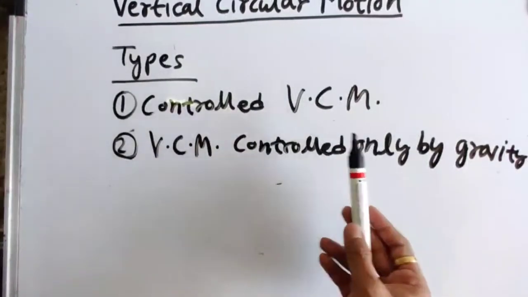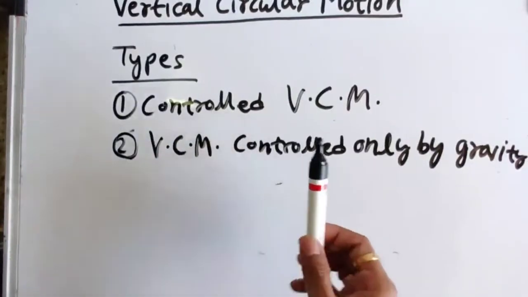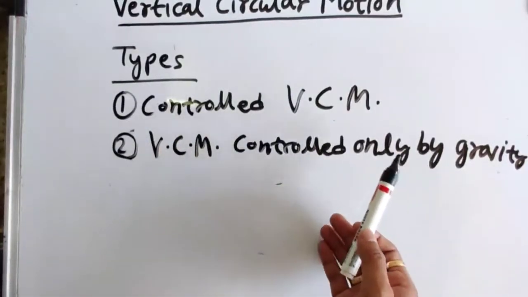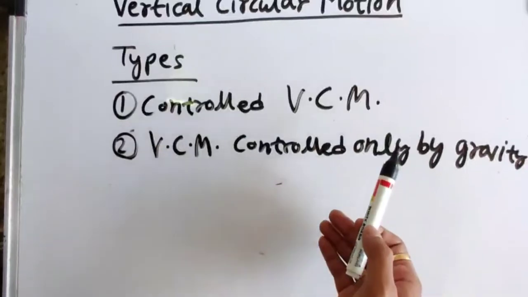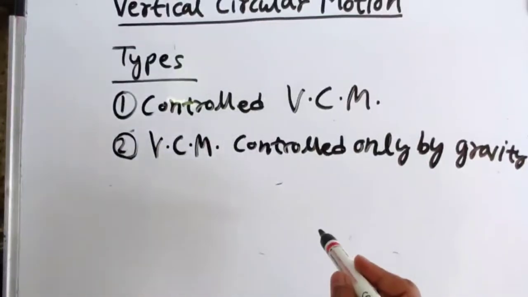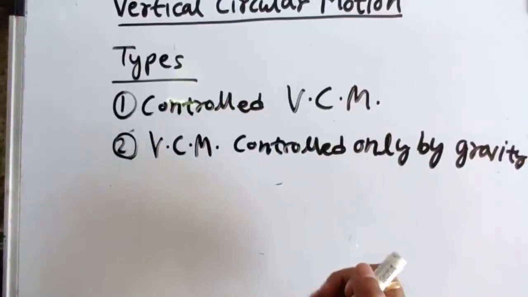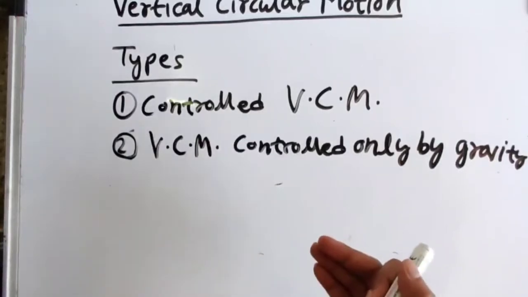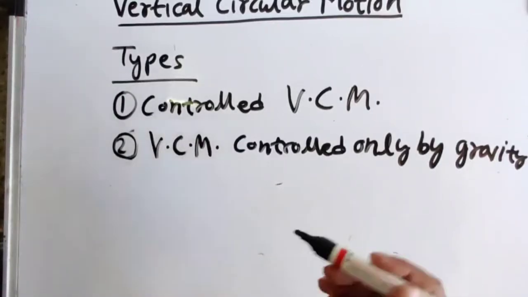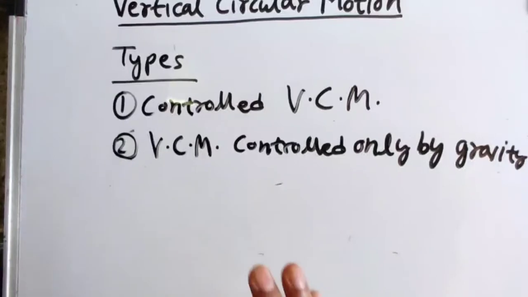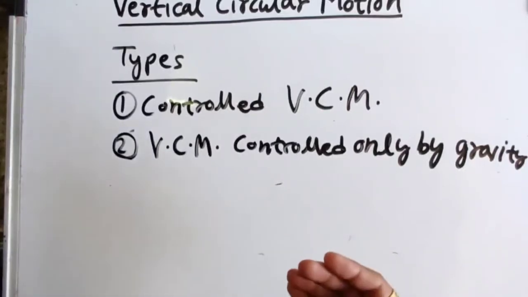Now in this case, as the vertical circular motion is controlled only by gravity, it means the necessary energy is supplied at the lowest point in the vertical circular motion. Then the entire motion is governed by the gravitational force. Actually, there is an interconversion of kinetic energy and gravitational potential energy in this case.